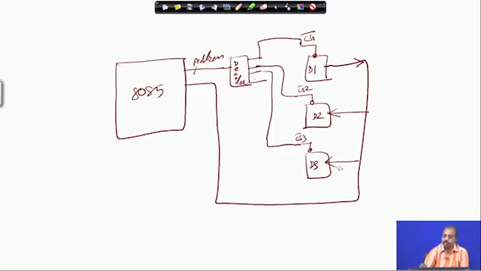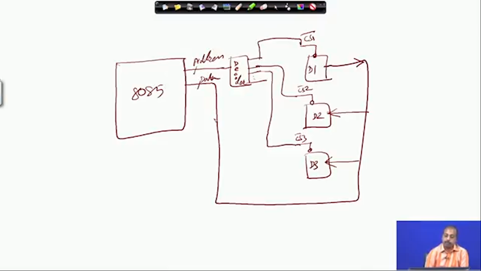D3 may be another output device, and the direction will be like this. This is the data bus from the microprocessor, and we also have to give the read write signals. The read write signals are to be activated. I am not showing it explicitly here, but those read write signals will be there.